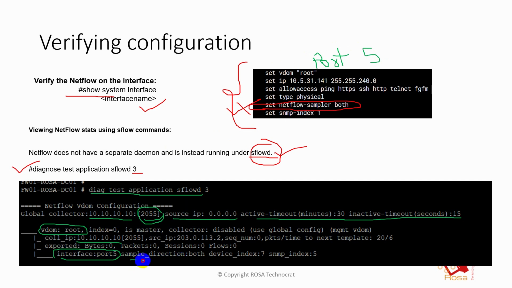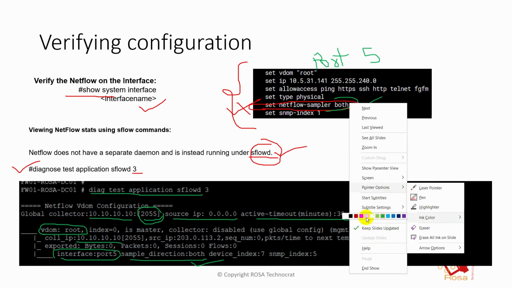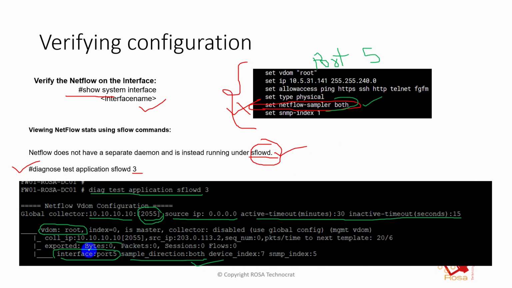What is the direction? Sample direction is both, as you can see in the configuration also. And this is the device index and SNMP index for this particular interface. Here you also get the statistics for the various flows that are being sent. You can see exported means what flow records are already exported. Bytes 0, packet 0, session 0, flow 0. That means nothing is being exported from this device.